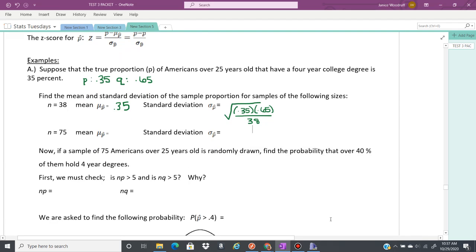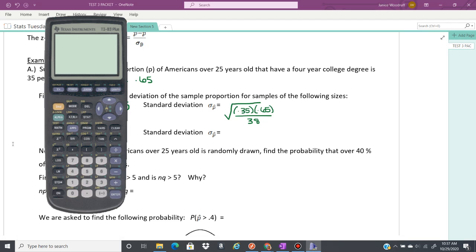Okay, so we're going to do that calculation, and we're going to use 4 decimal places here. You can put this all in at once, or you can do it step by step. Let's say I do it step by step. I do 0.35 times 0.65, then I divide by 38, and then I take the square root. So I would go second square root, and then second negative to pull the answer. I get 0.0774.